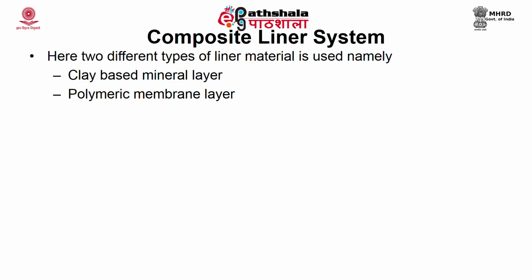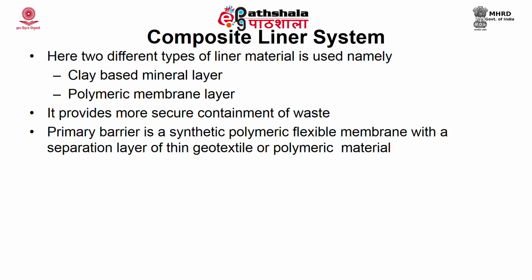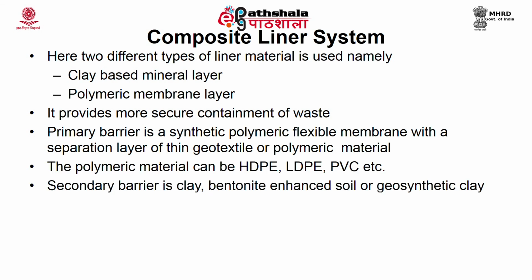The second type of liner system is a composite liner system. Here two different types of liner materials are used. One is your clay based mineral layer and the other one is a polymeric membrane layer. Now this provides more secure containment of waste. Again, the layering of this liner system will be: you will have a primary barrier which is made up of a synthetic polymeric flexible material with a separation layer made up of geotextile. The polymeric material, as mentioned earlier, is made up of PVC, high density polyethylene, low density polyethylene, etc.